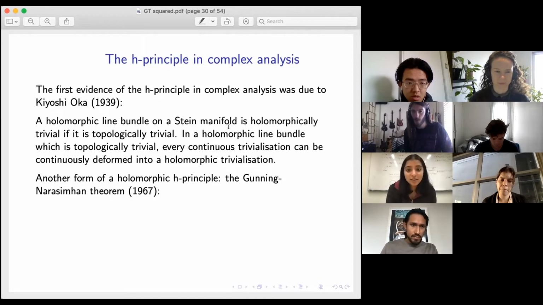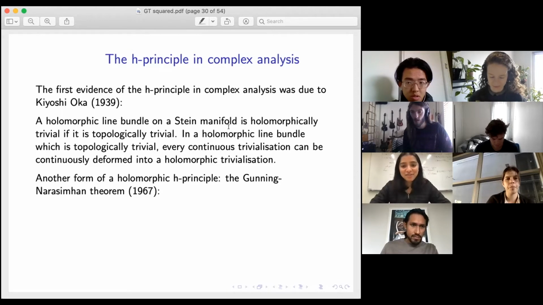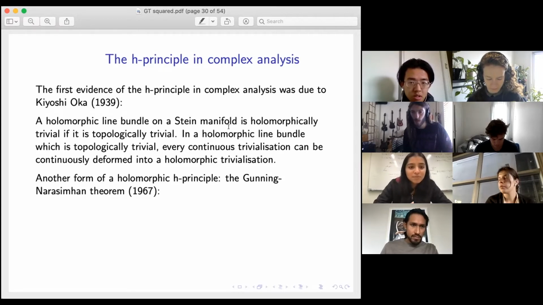And there is another form. Now we're going back to the second half of the 20th century. Another form of the holomorphic h-principle was due to Gunning and Narasimhan. And now this is a seminal theorem. Some of you may know about this. This is the one that I'm going to be more interested in in this talk, because it's nice to go through the proof of this one.